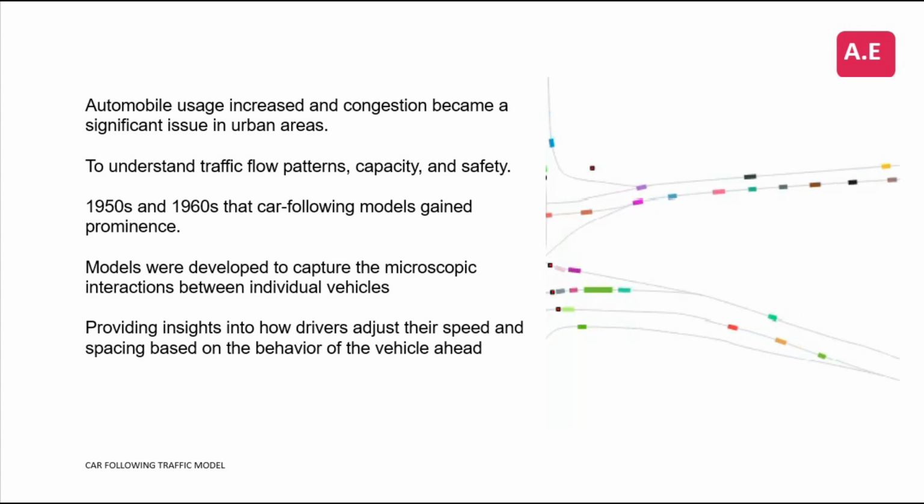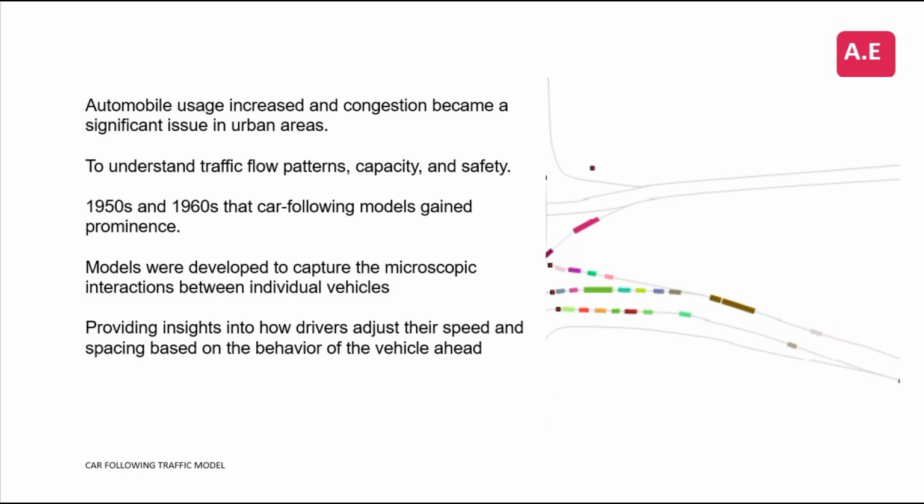The study of road traffic began in earnest during the early 20th century as automobile usage increased and congestion became a significant issue in urban areas. Early efforts focused on understanding traffic flow patterns, capacity, and safety. The first formal models of traffic flow emerged in the 1930s and 1940s, with researchers like Bruce Greenshields laying the groundwork for macroscopic traffic flow theory.